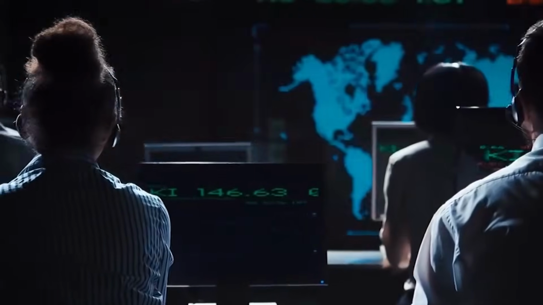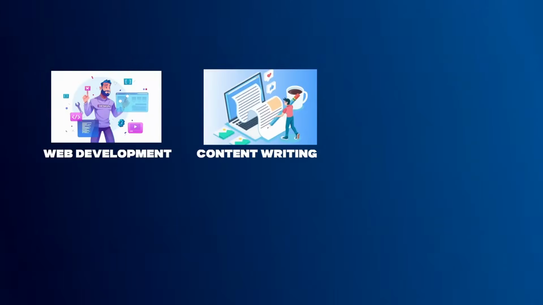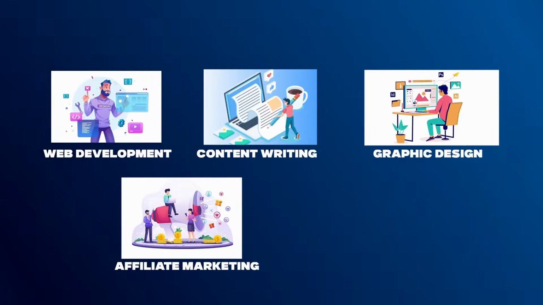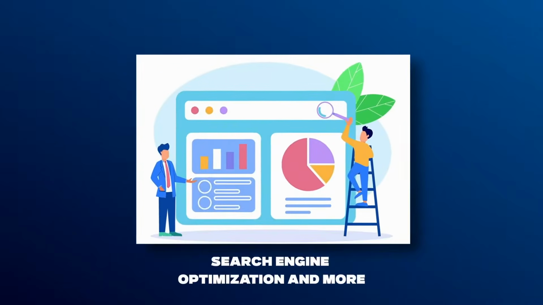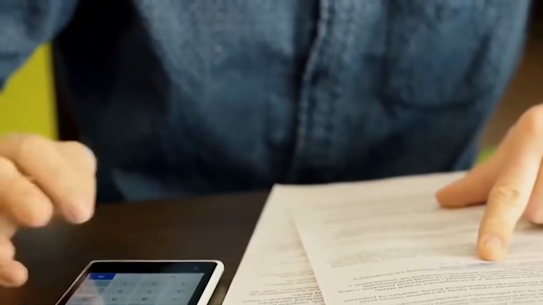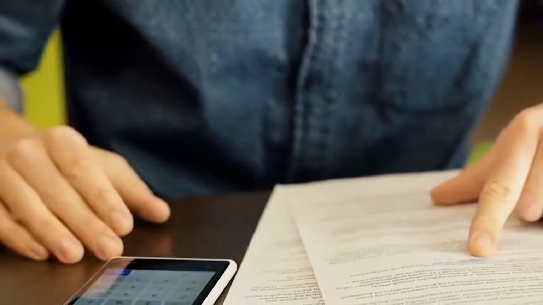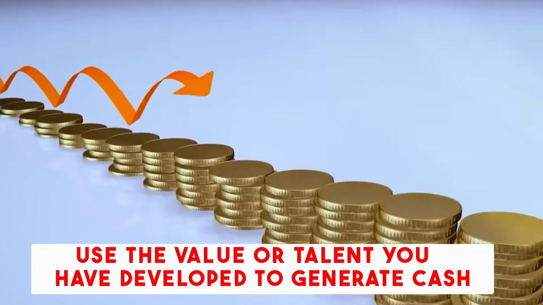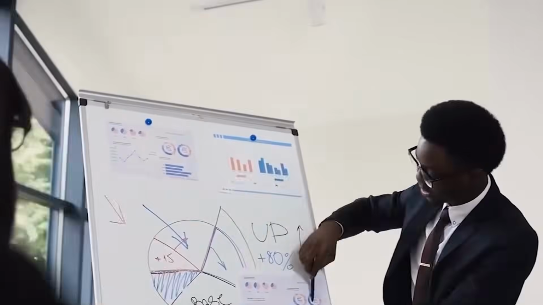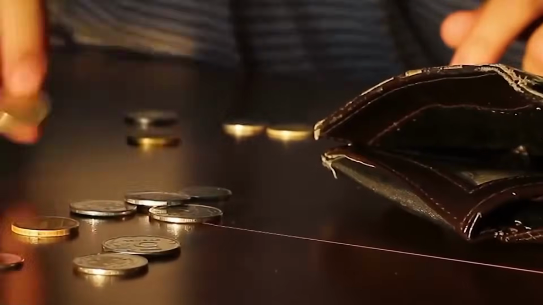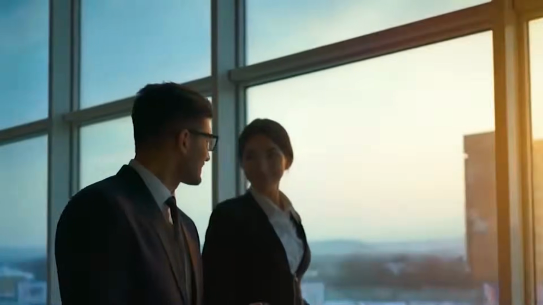You can pick up money-making talents like web development, content writing, graphic design, affiliate marketing, programming, search engine optimization, and more. The next step after learning new things and improving your value is to contribute value, or, in other words, use a value or talent that you have developed to generate cash. This is one of Warren Buffett's methods, since he advised making an investment to provide a second source of income rather than relying on just one.